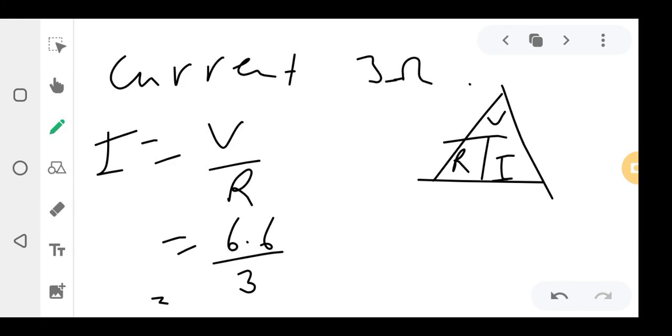Voltage in the 2 ohm is 6.6. Resistance in the 3 ohm is 3, so the current is equal to 2.2 amps. 6.6 divided by 3 is 2.2 amps. That's how you do it. You saw the way we do it, huh? You saw the way you did it.